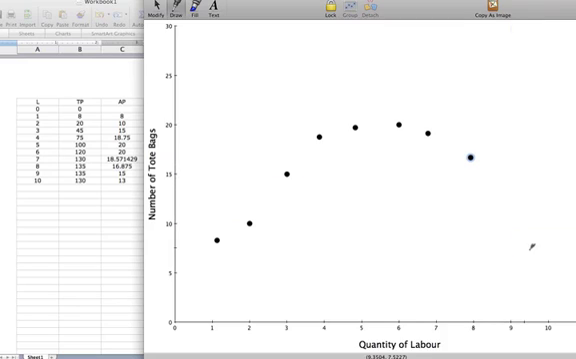When we have 9 units of labor, it's 15. And when we have 10 units of labor, it's 13. We can connect these points to get our average product curve.